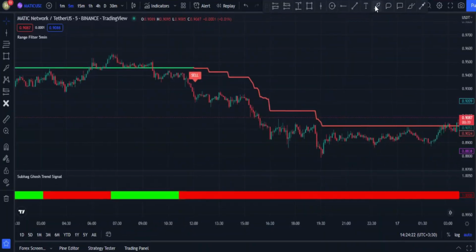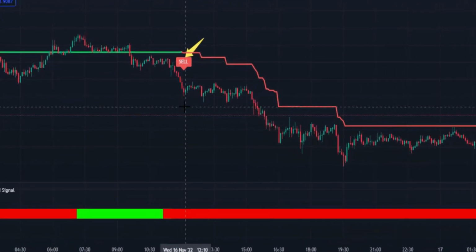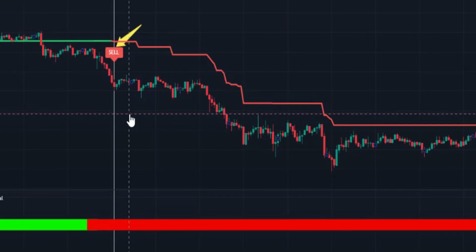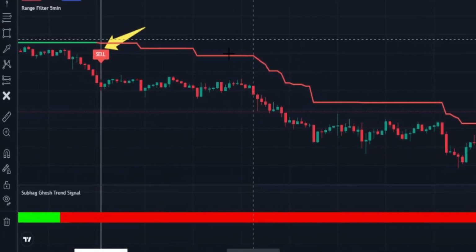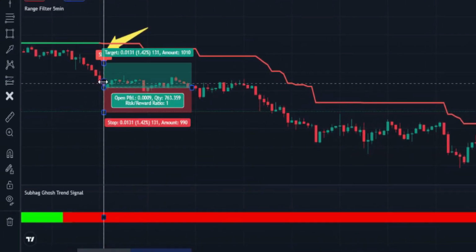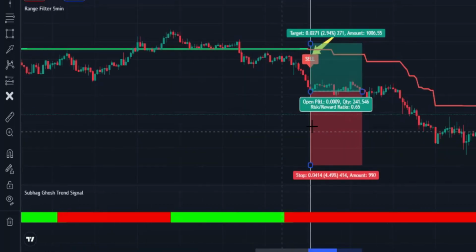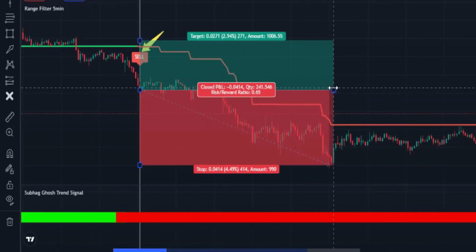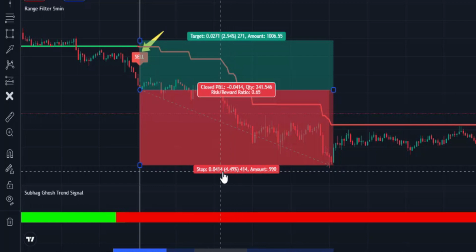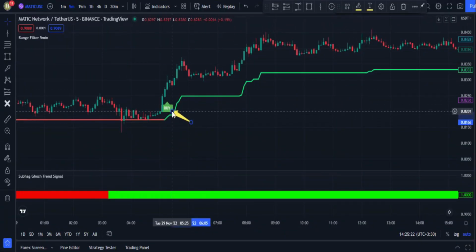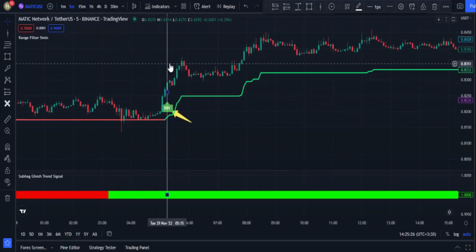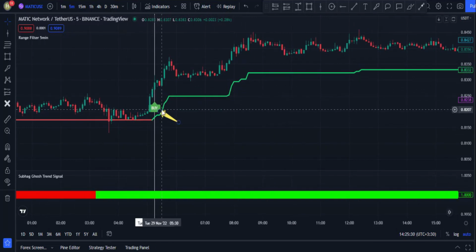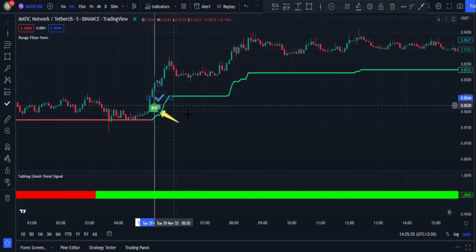Check out the sell signal. This signal is valid because it is confirmed with the sub-hedge indicator. And this buy signal is also valid because the sub-hedge indicator is green, so it is confirmed.